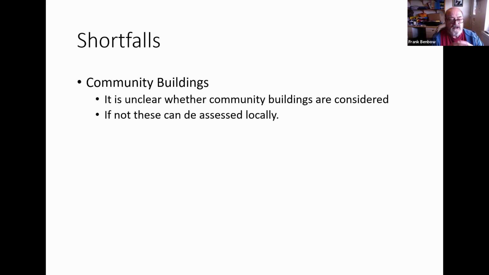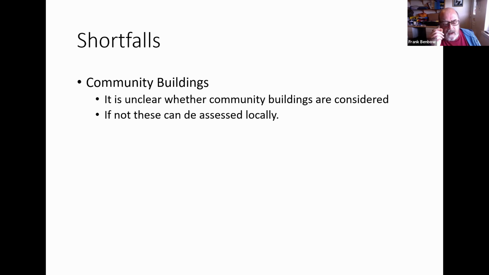Right, shortfalls with the impact tool. This still remains unclear. Whilst the tool includes industrial and commercial buildings and the emissions therein, it's unclear whether community buildings are considered. Now, I have raised this with the Centre for Sustainable Energy, who developed the tool in conjunction with the University of Exeter.